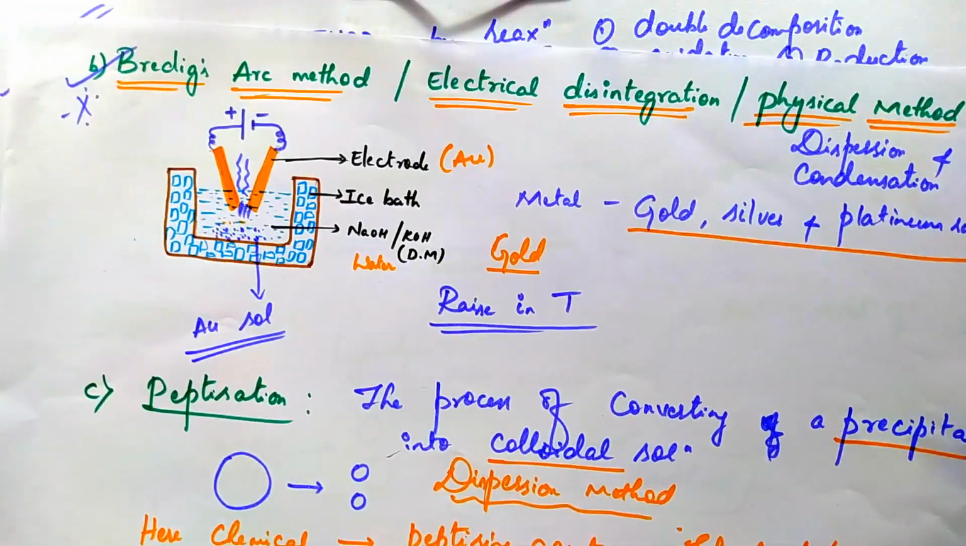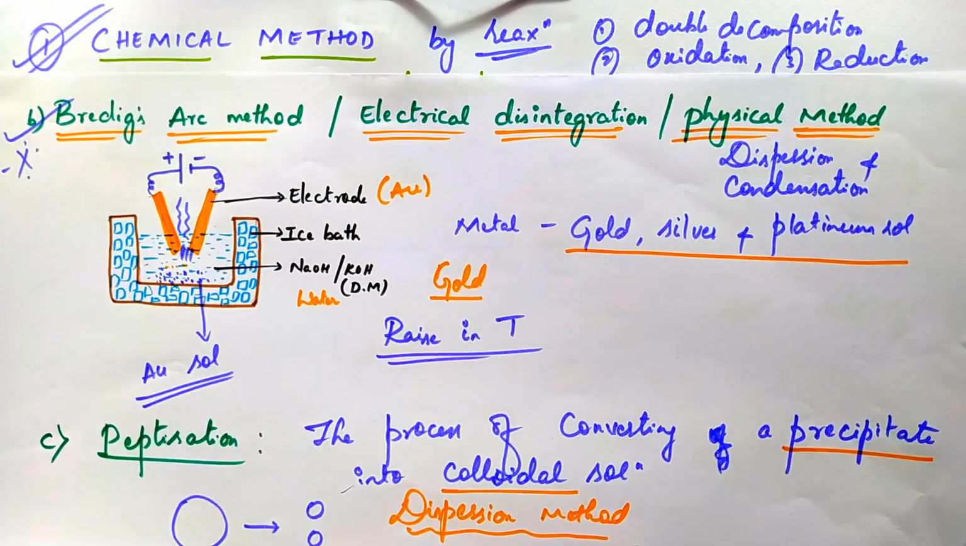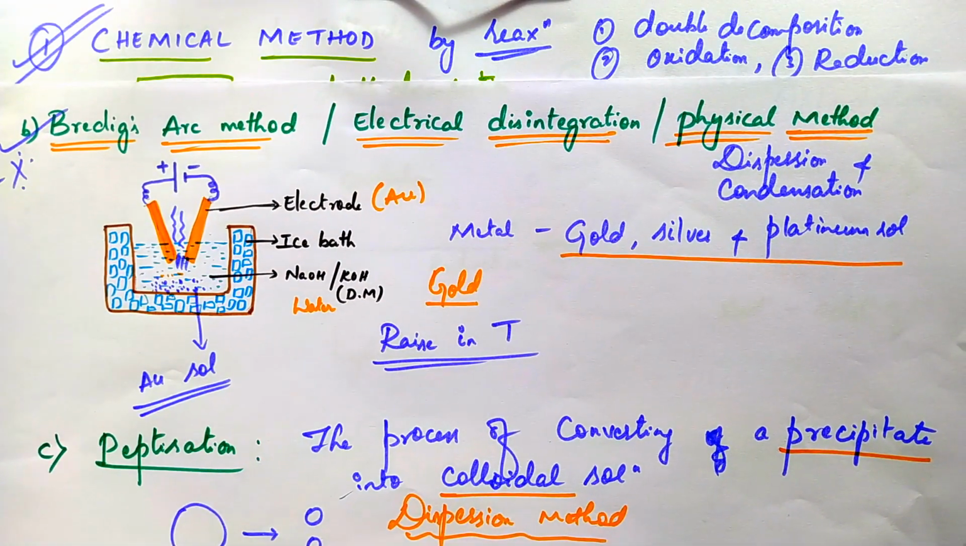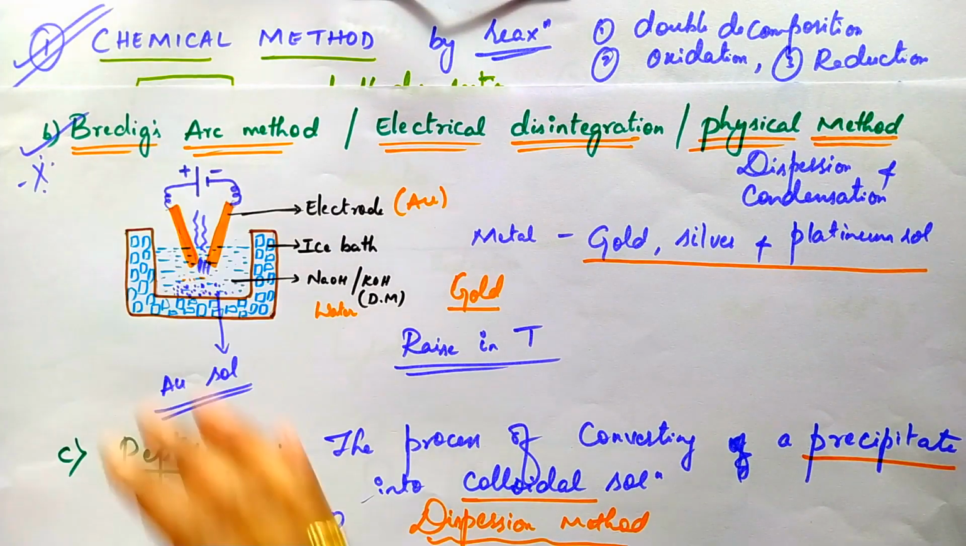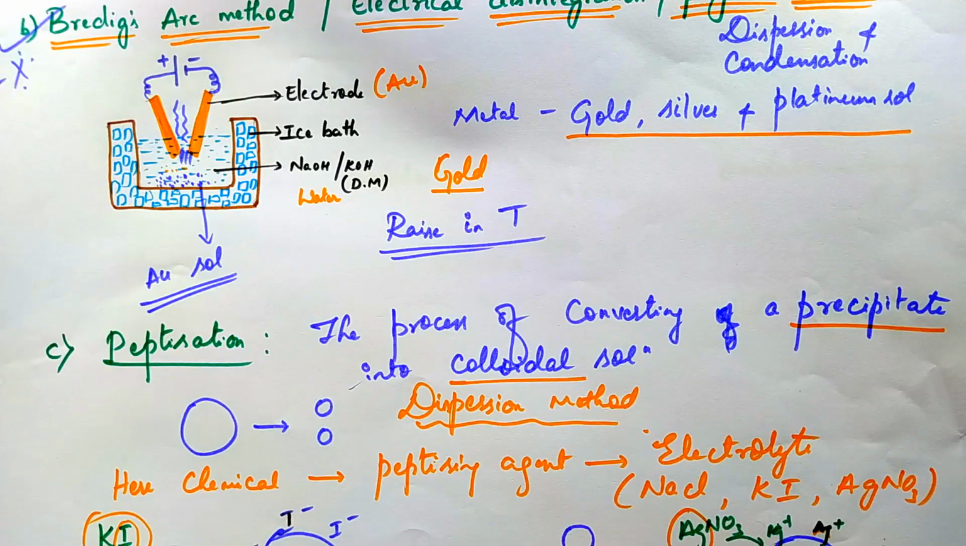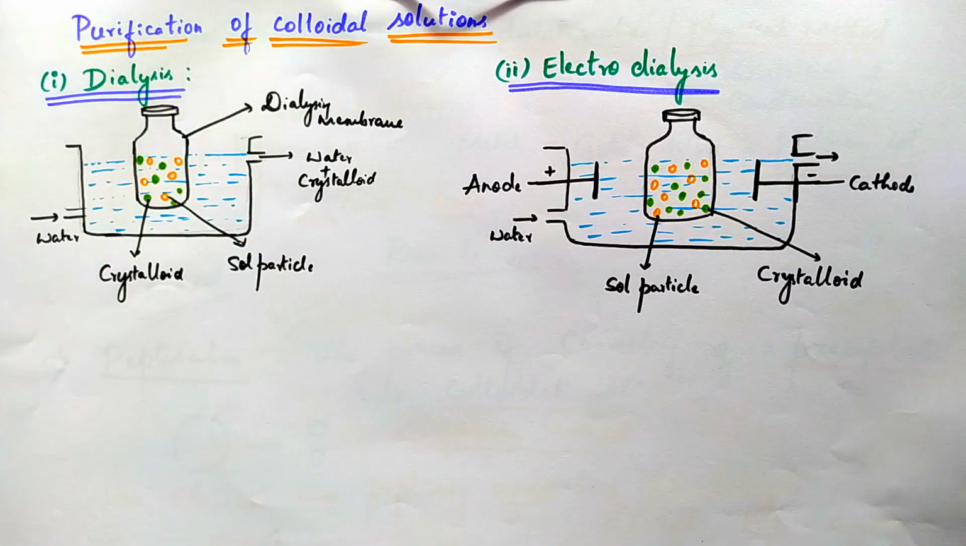Okay, these are the three methods used in the preparation of a colloid. The first one is the chemical method, the second one is the Bredig's arc method, and the third one is peptization. Here the Bredig's arc method is very important, and also peptization. Then let us move on to the purification of the colloid. After preparing the colloidal particles, the next step is the purification of the colloidal solution.